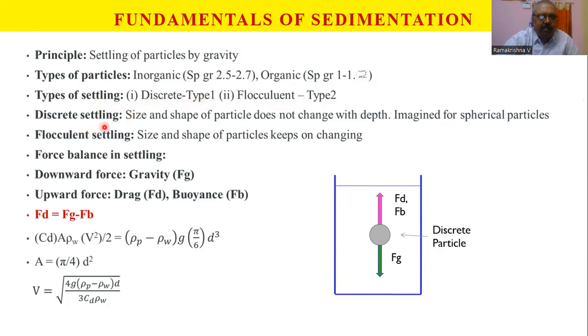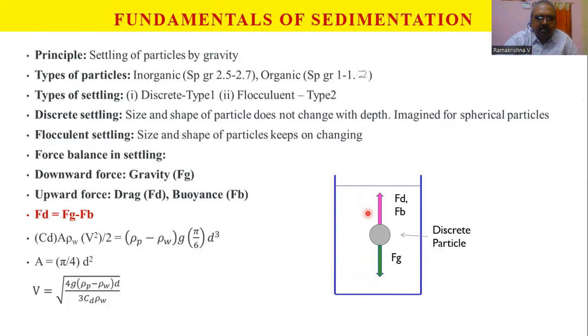What is the meaning of discrete settling here? The size and shape of the particles do not change with depth. Usually, we assume a spherical particle entering the liquid with some diameter d and area A, and by the time it settles to the bottom, the same diameter is assumed to exist, without any change of surface area. That sort of particle is called a discrete settling particle.